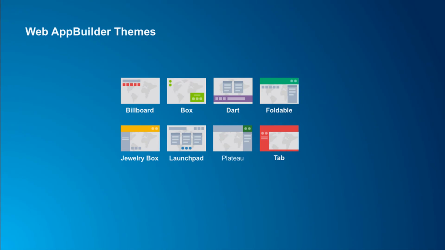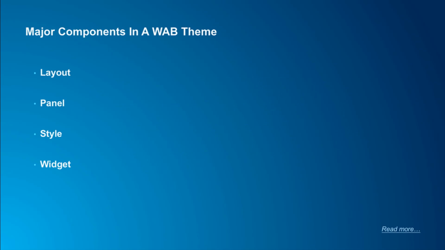So by now, with Web AppBuilder version 2.3, we have 8 out-of-box themes. Each of the themes provides a slightly different layout, and it provides different styles for you to use. But for today, we are going to focus on how we can create a custom one. Okay. All right, let's get ready.